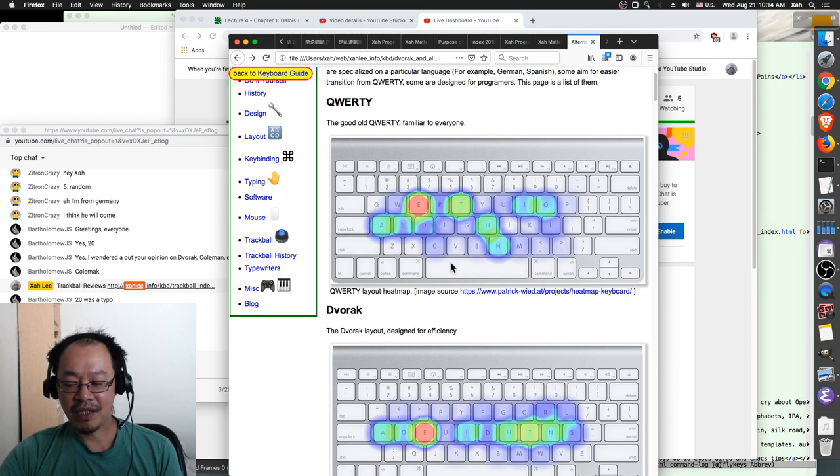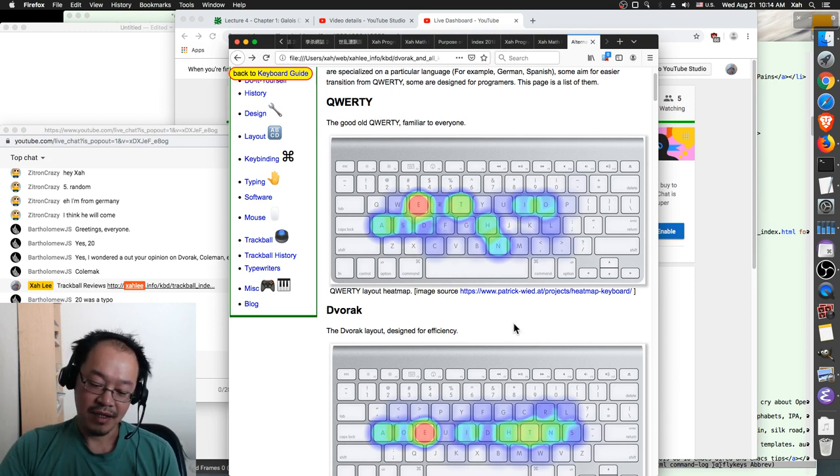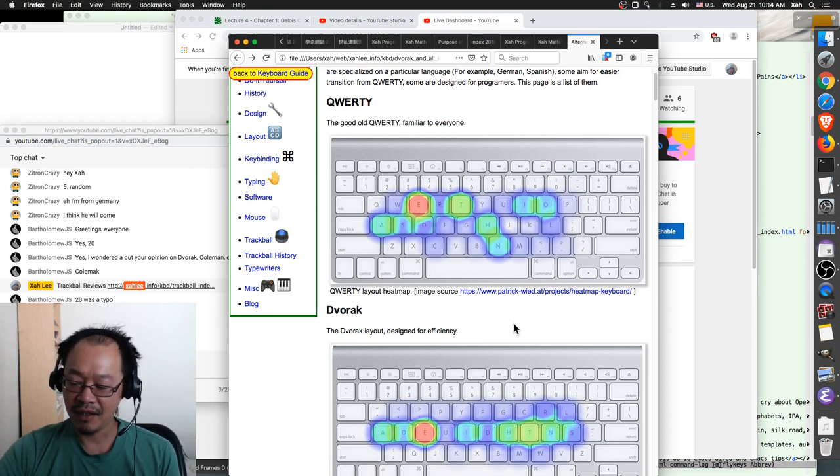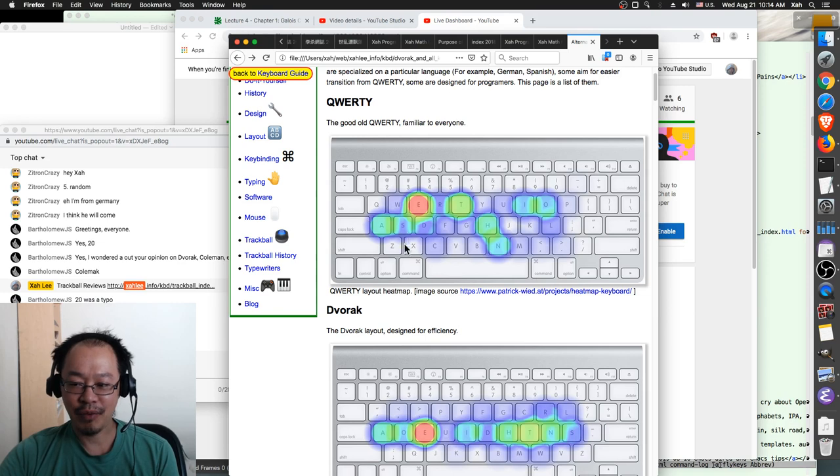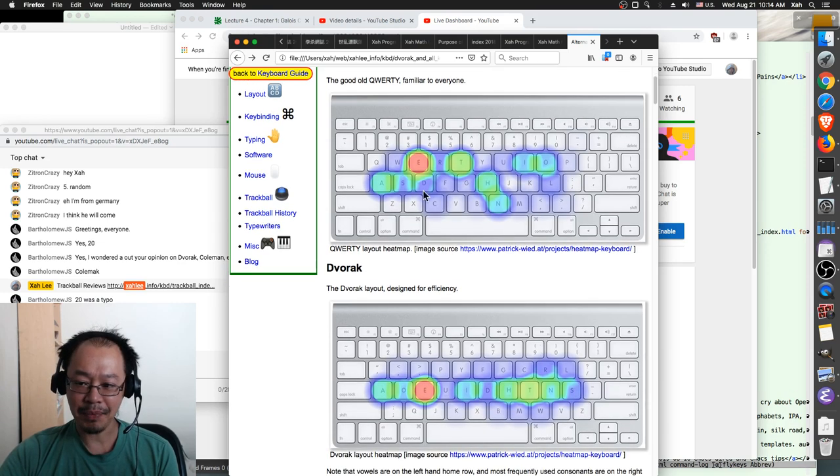Now this is like 200 years ago, but when the keyboard was invented, people were used to this arrangement. So computers just followed the habit, basically. That is why we have QWERTY. Now this picture is a heat map, meaning the more red the keys are, the more often you type them. You can see that it's not very efficient.